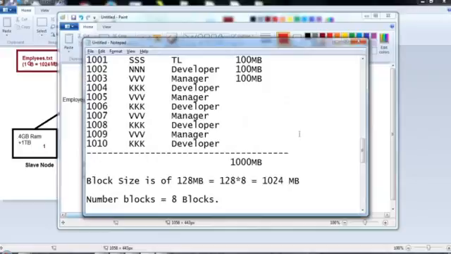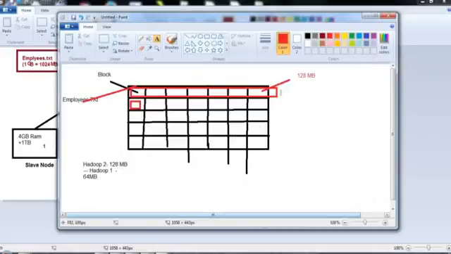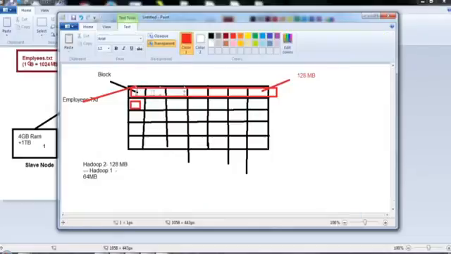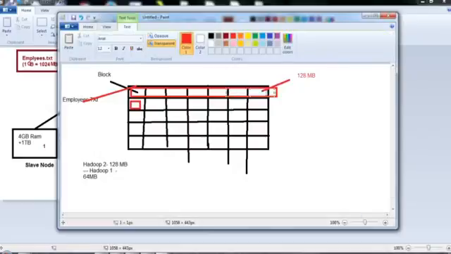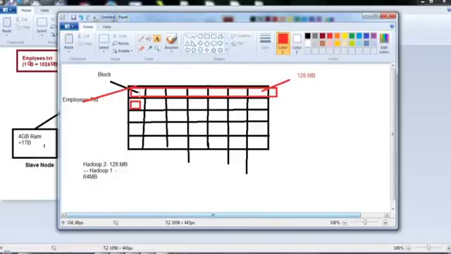So if we count the total size against the individual capacity of the block, we can count the number of blocks which will be accommodated in this node. I'll come to that. In this node there will be 8 blocks. So this employees.txt will be over 8 blocks.